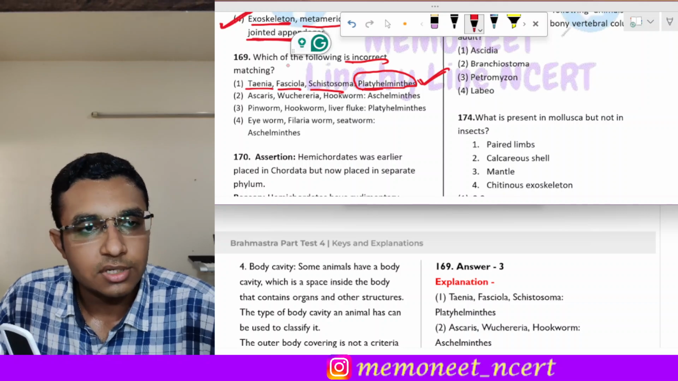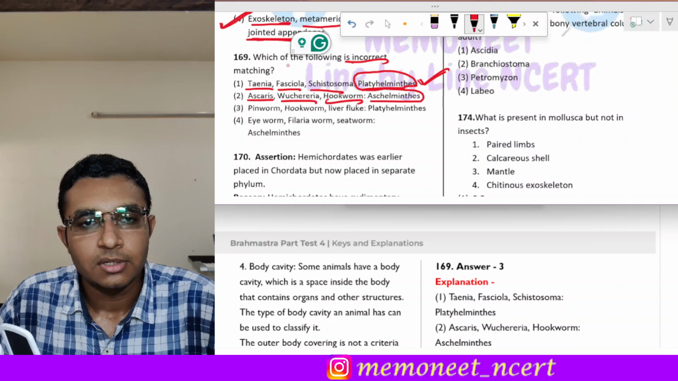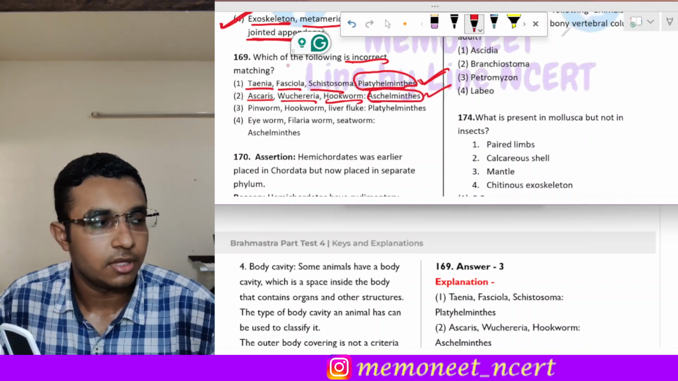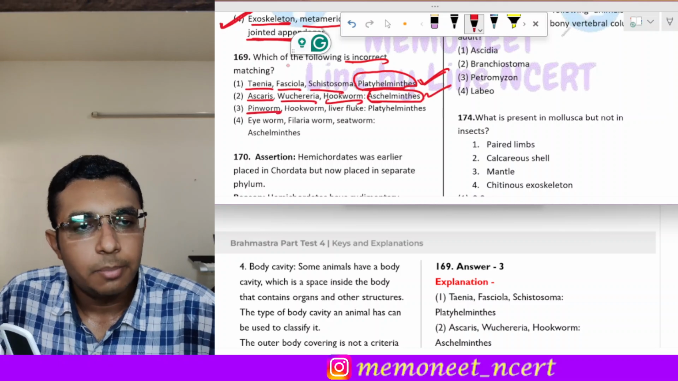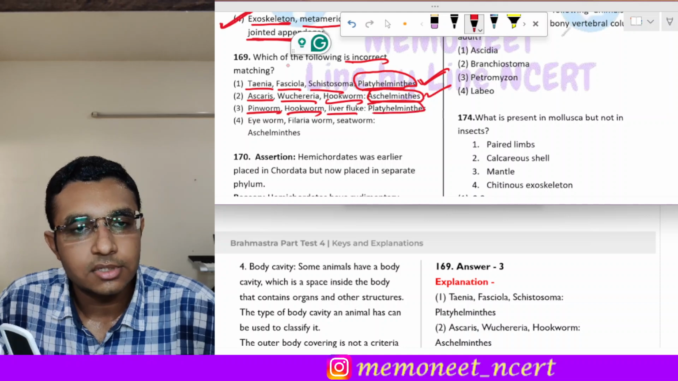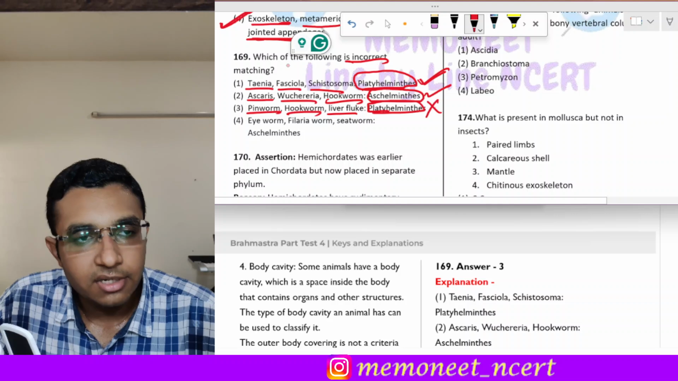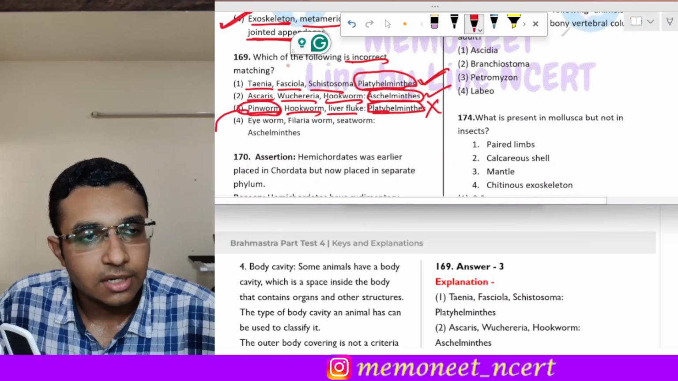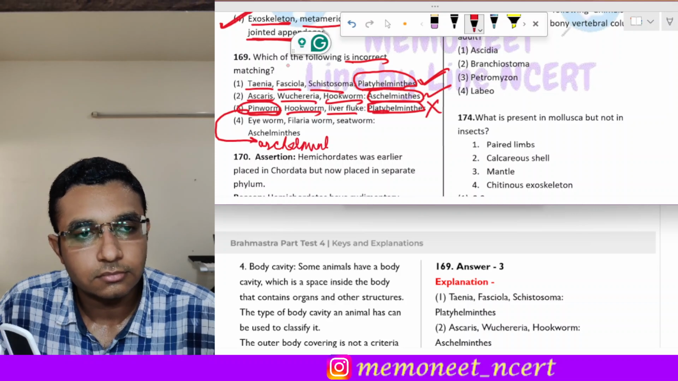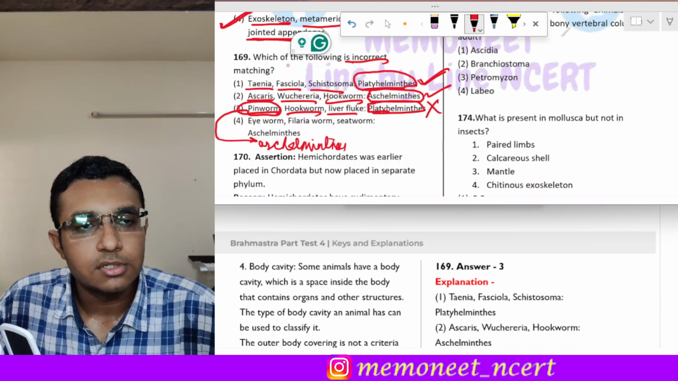The second option is Ascaris, Wuchereria, and hookworm belong to Aschelminthes. So yes, this is also correct. These three organisms are of Aschelminthes only. Then the third option is pinworm, hookworm, and liver fluke belong to Platyhelminthes. So no, they all do not belong to Platyhelminthes. See, pinworm is an organism of Aschelminthes. So pinworm belongs to Aschelminthes, therefore this option is incorrect.